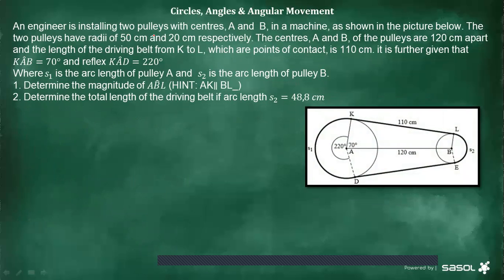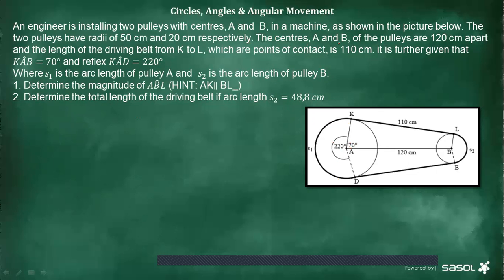An engineer is installing 2 pulleys with center A and B. You can see A and B in a machine as shown in the picture below. The 2 pulleys have radii of 50 centimeter and 20 centimeter respectively. You can see from these 2 circles which one has the radius of 50, which one has the radius of 20. It's obvious the bigger one is 50 centimeter and the smaller one is 20 centimeter.